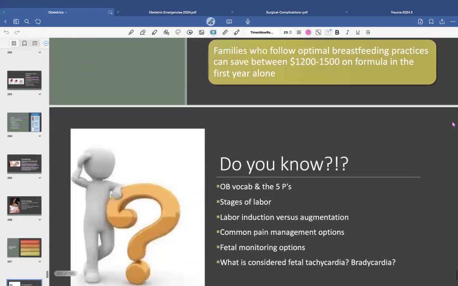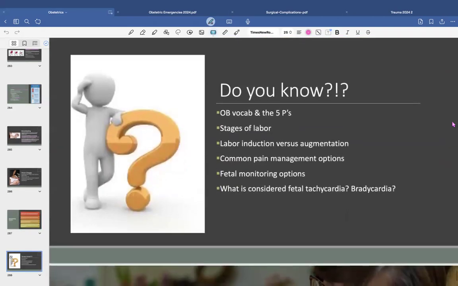And then this is just a do-you-know section. We're not going to do these. Are you familiar with the OB vocabulary? Fetal lie, fetal position, fetal presentation, station, engagement. Do you know the 5 Ps? What are the 5 Ps? Let's try to do those. What's the first one? Passageway. The uterus, the vaginal canal, the cervix.